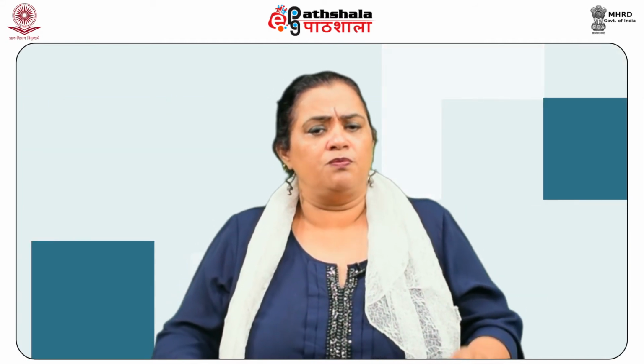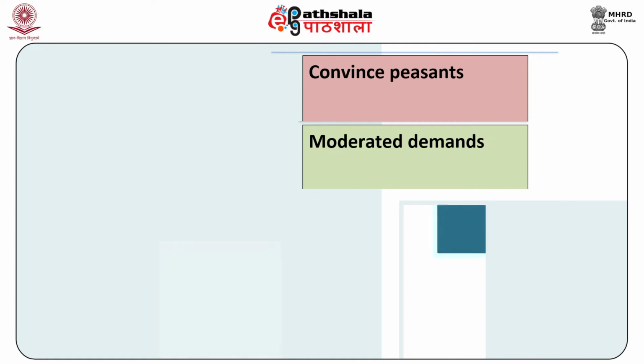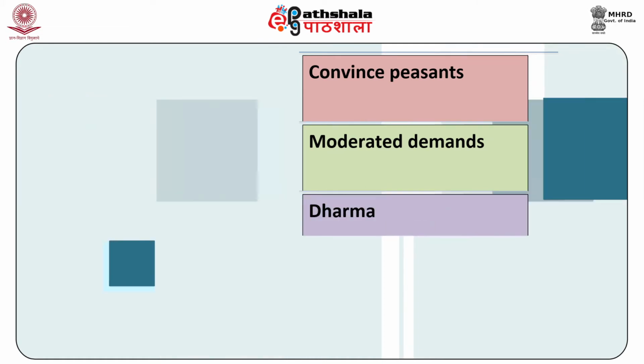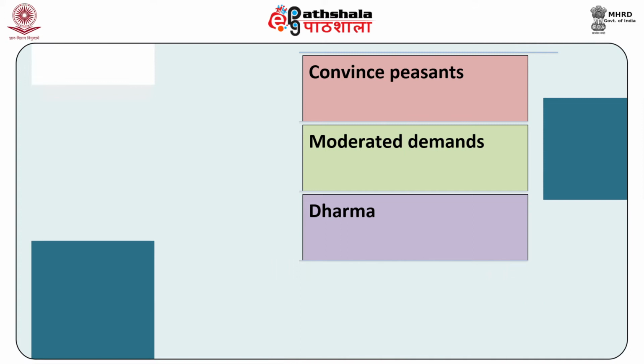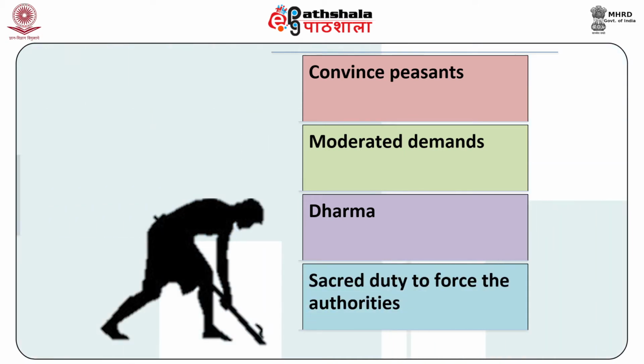Number one, theological and religious approach to legitimization. Gandhi used this approach during the freedom movement. He appealed to serve dharma by revolting against the injustice of the British. Gandhi placed his arguments around popular religious concepts such as dharma. He would convince the peasants that the satisfaction of their carefully moderated demands was most urgently called for by dharma, that it is their sacred duty to force the authorities to perform their dharma towards them.